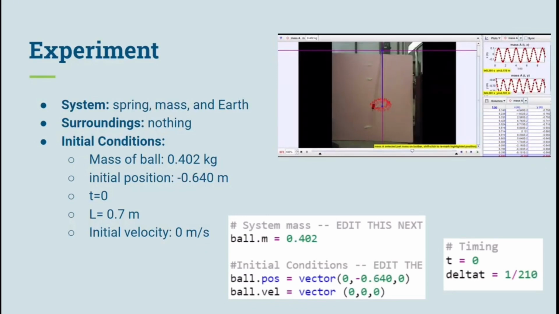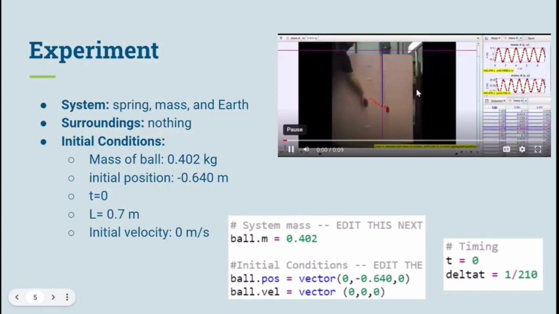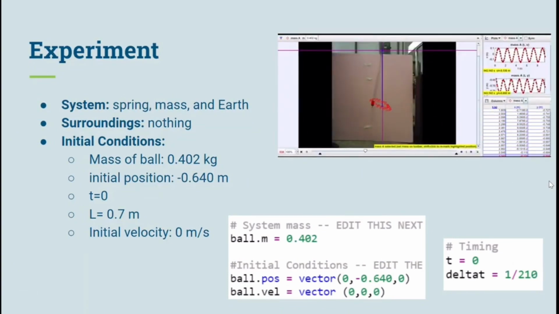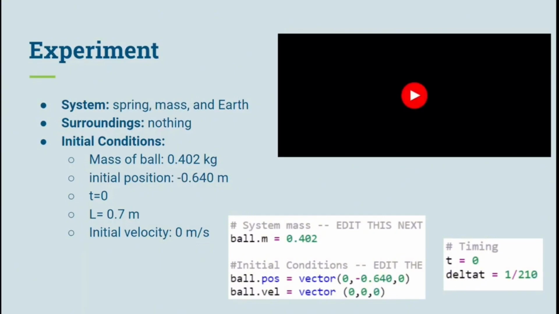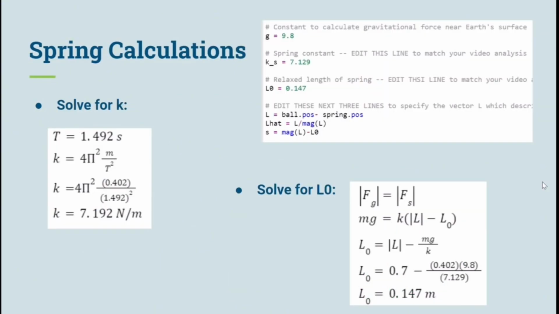The given initial conditions were the mass of the ball, 0.402 kilograms, the ball's initial position at negative 0.64 meters, and the length of L, which is 0.7 meters. Since the ball was initially at rest, the initial velocity is 0 meters per second and the time starts at 0. To find the stiffness of the spring, the period of oscillation formula was set up to solve for K. First, T was found by calculating the difference of time between peaks, which was 1.492 seconds. The mass and T were then plugged into the formula and the spring stiffness resulted in 7.192 newtons per meter.